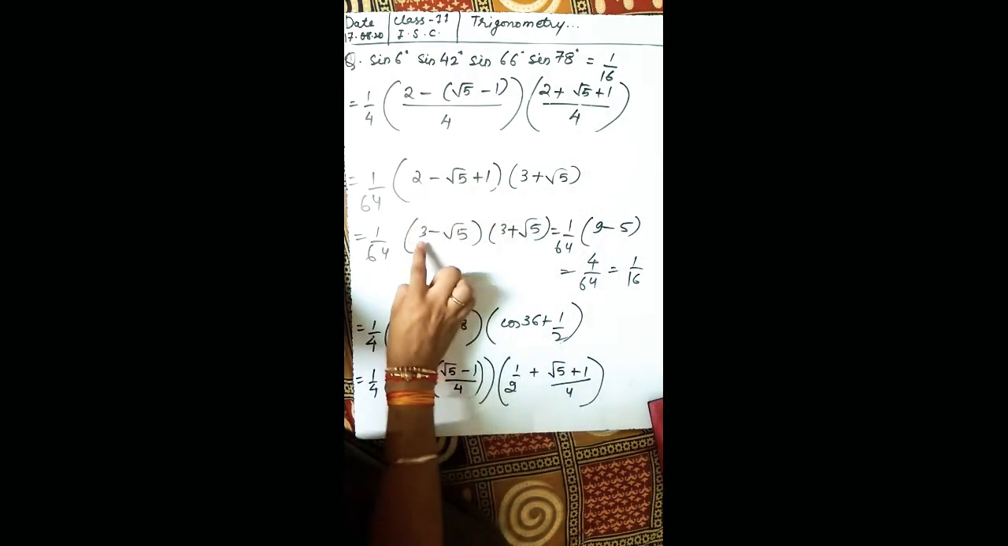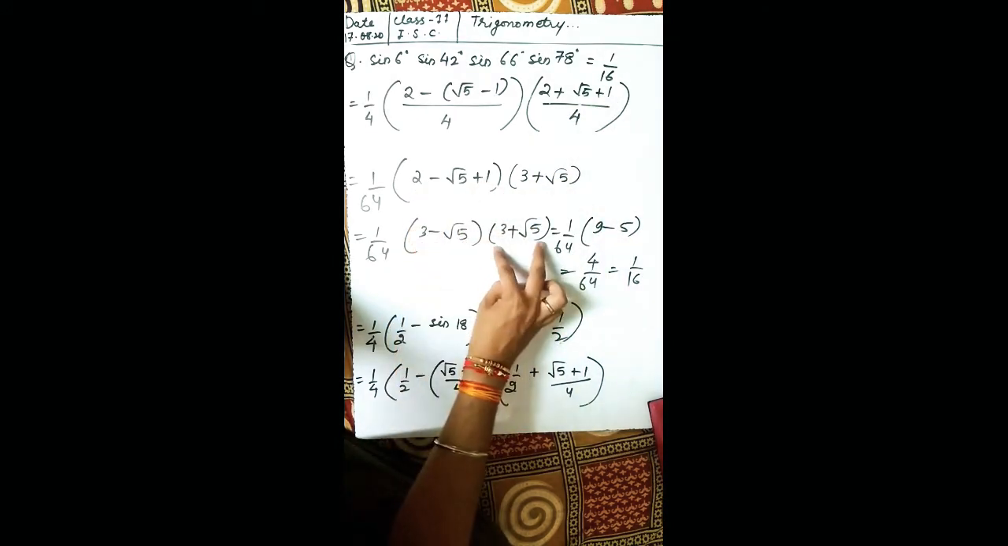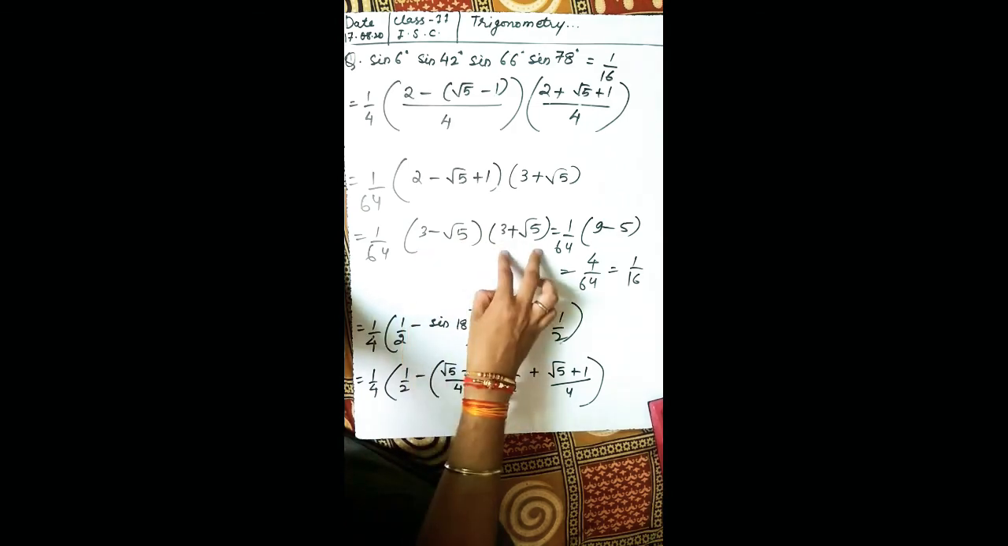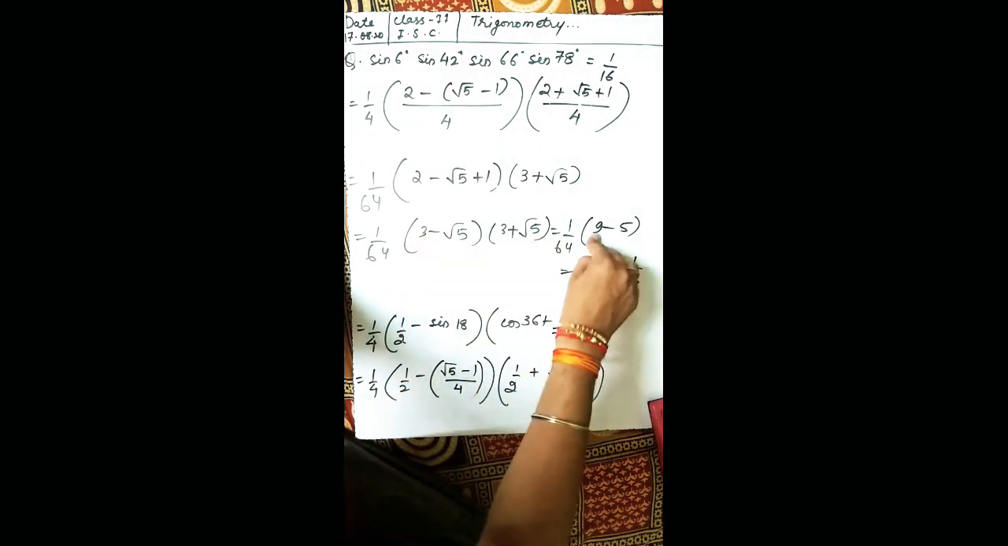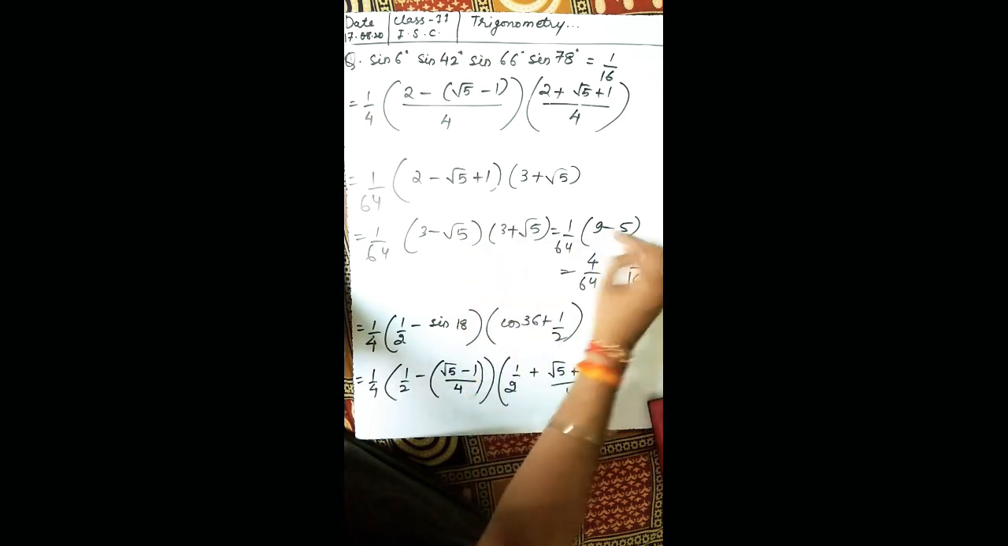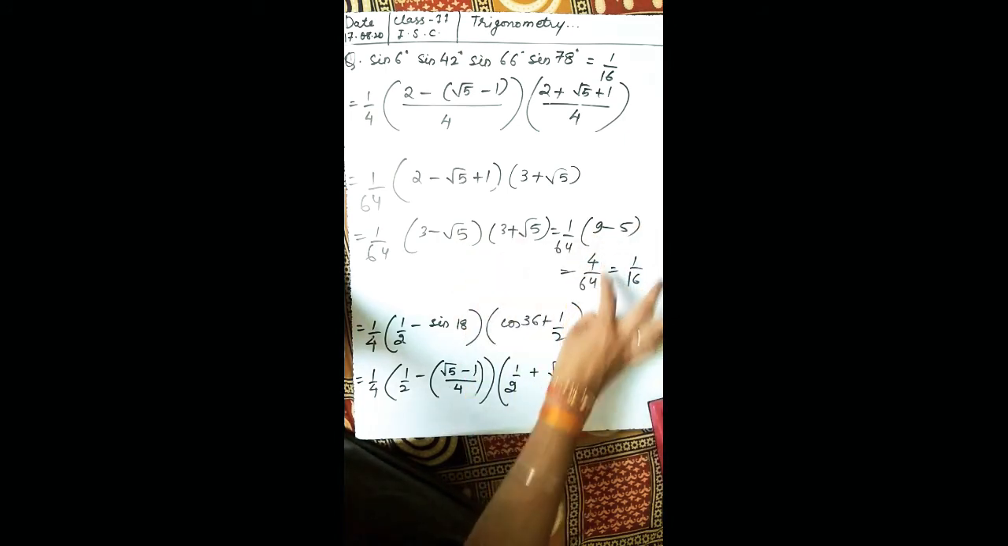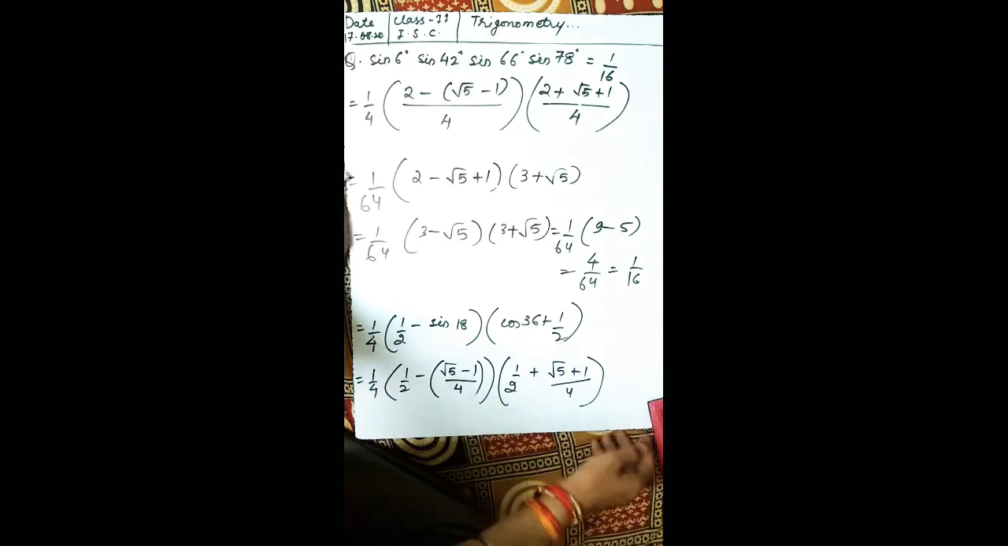2 plus 1 is what? 3. 3 minus root 5, 3 plus root 5. A minus b, a plus b. Now you can use here a plus b, a minus b identity, which is a square, 3 square, 9, and root 5 square is 5. 9 minus 5 will give you 4. 4 upon 64, that is 1 upon 16. So that is how we have done this question.